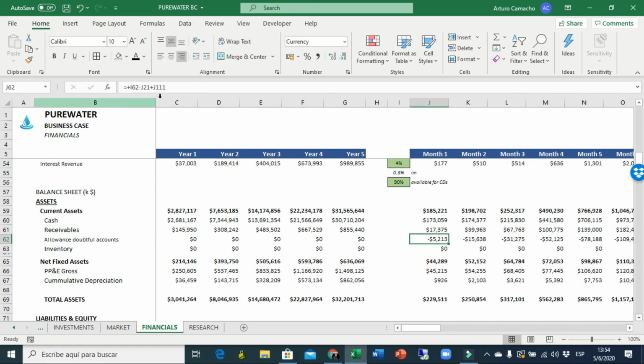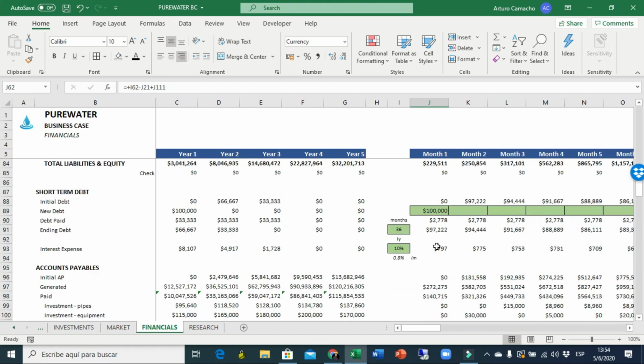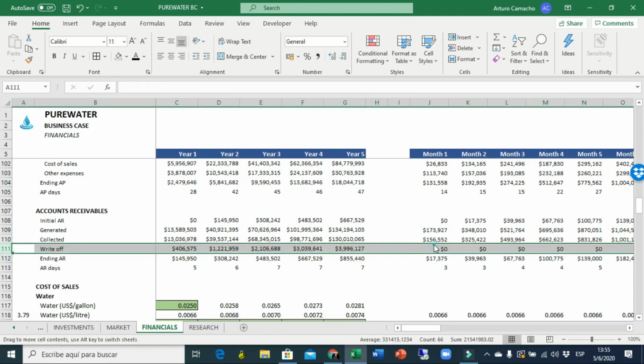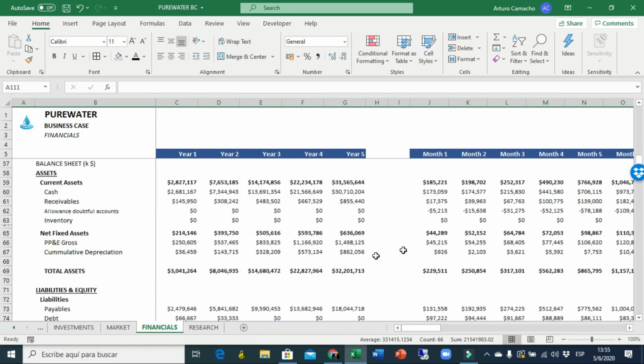See, this plus J111 is something that we have constructed in the receivables. Right here it is. Okay, so this is mainly what the current assets are.